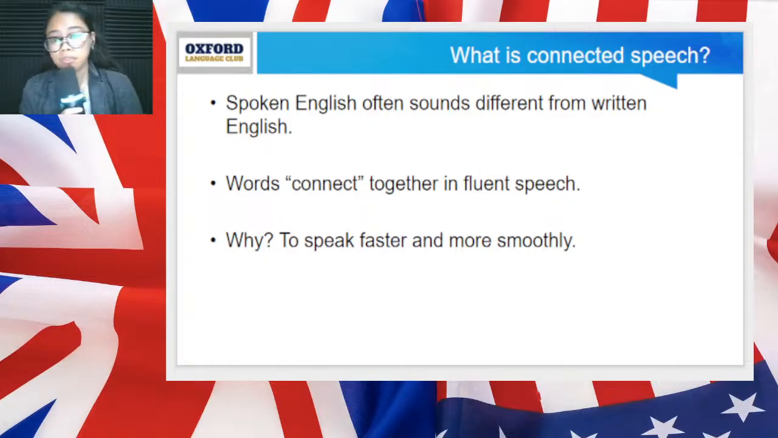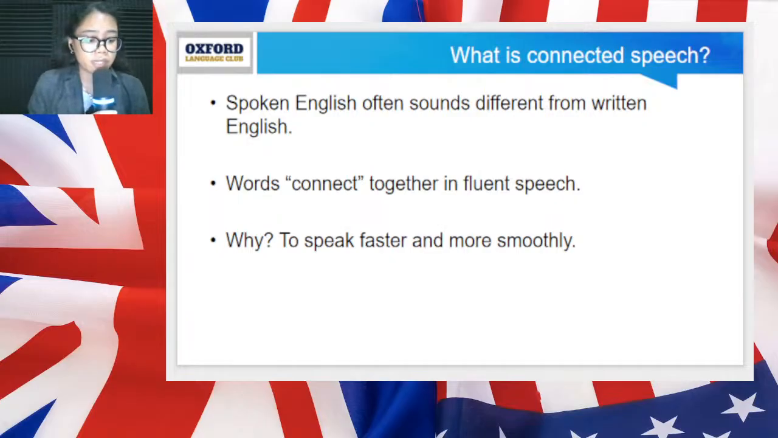Now, this leads directly to our second point. Words connect together in fluent speech. This is the heart of connected speech. Imagine you have a string of beads. If you hold them loosely, each bead is separated, right? But if you pull the string taut, the beads press against each other and some might even slightly deform or merge where they touch. That's a bit like what happens with words. Instead of stopping for each word, our mouths and tongues are constantly moving from one sound to the next without a full break. This means the last sound of one word can often influence or even merge with the first sound of the next word.